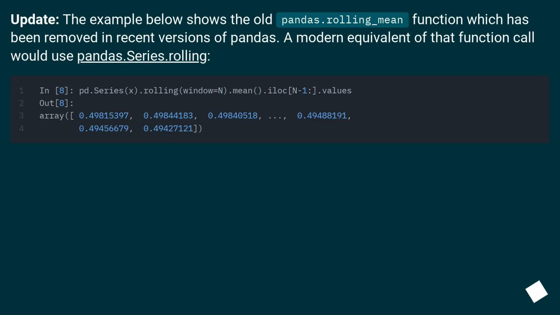Update. The example below shows the old pandas.rolling_mean function, which has been removed in recent versions of pandas. A modern equivalent of that function call would use pandas.Series.rolling.